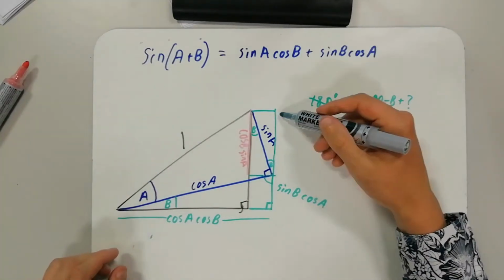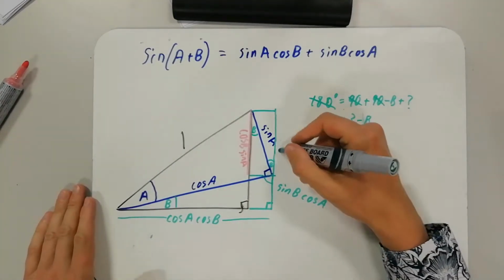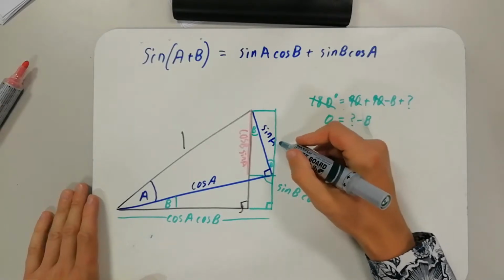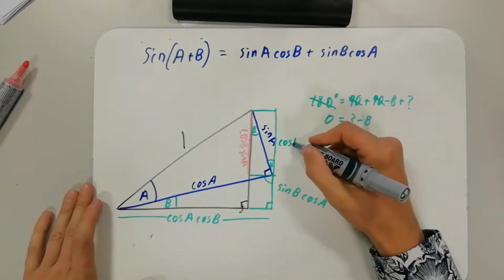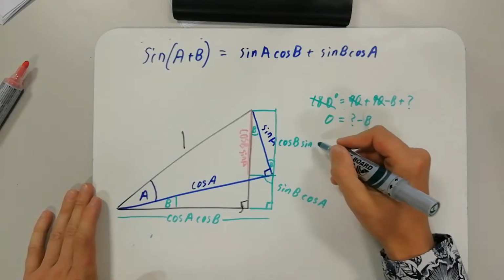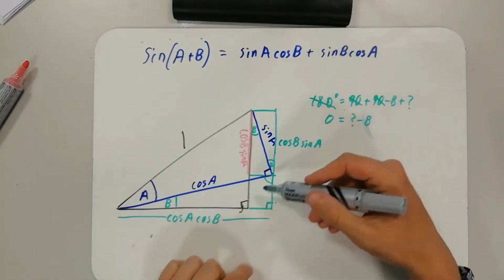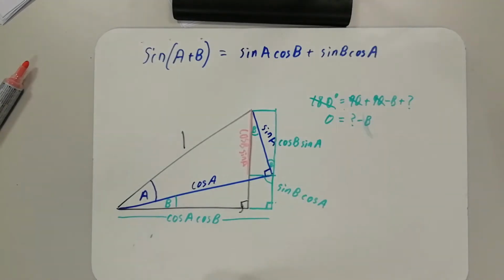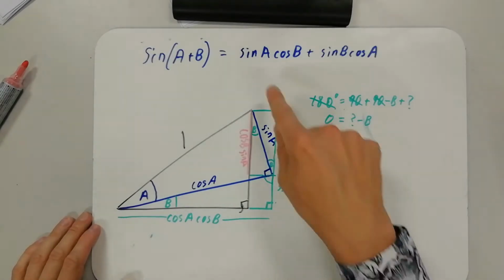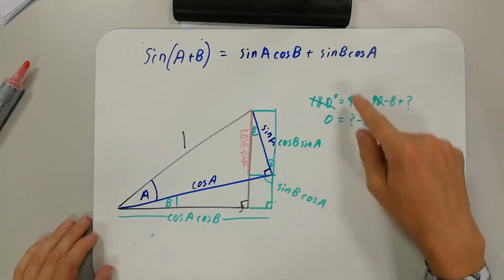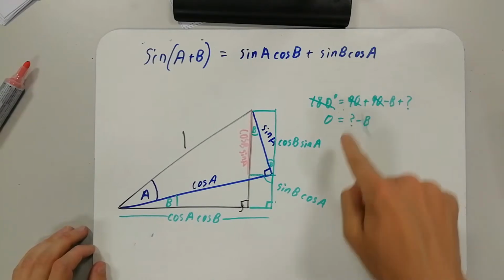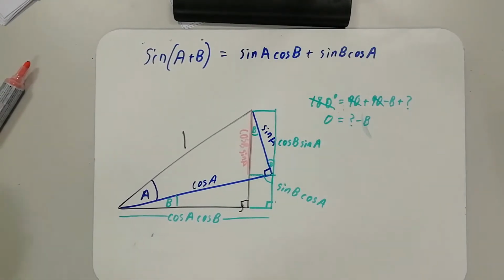You could also view it as being this part of the triangle. Again, same argument: adjacent is the hypotenuse times cos B, sine A. Whichever way you see it, we now know the length of this line. Adding those two together, you can see that we do indeed get the formula sine A cos B plus sine B cos A, as required.